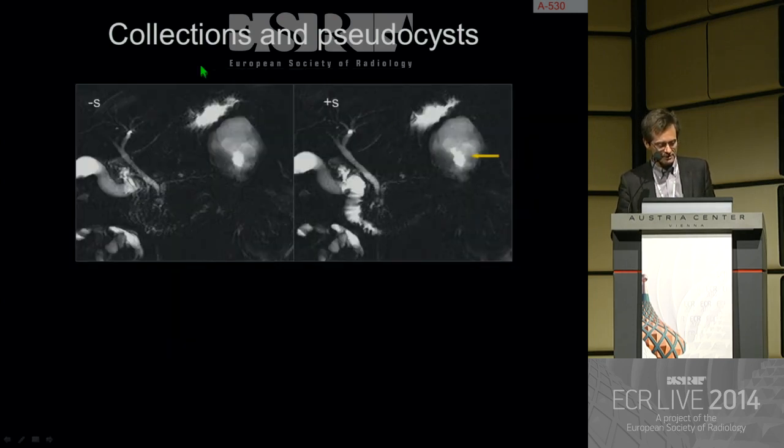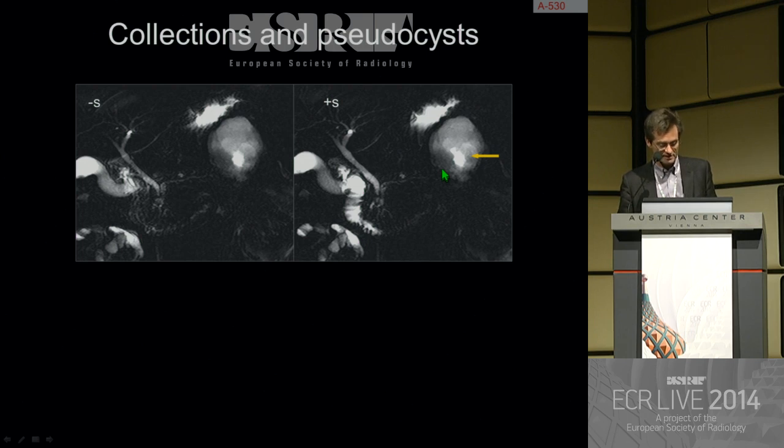Another example demonstrating the rupture using secretin stimulation again. Here in the tail of the pancreas, you have this large collection in the tail of the pancreas. You have a much brighter fluid collection inside the larger one. And when you inject secretin, you see that this small amount of fluid that is very bright increases in size and increases in volume, which means that you have a fistula and a leakage at that point.